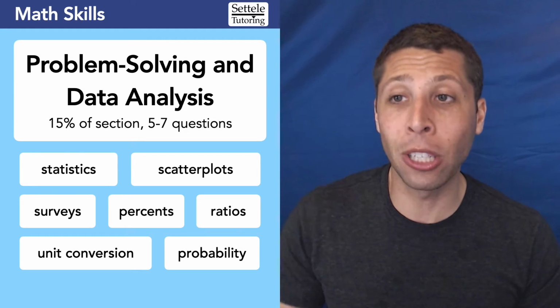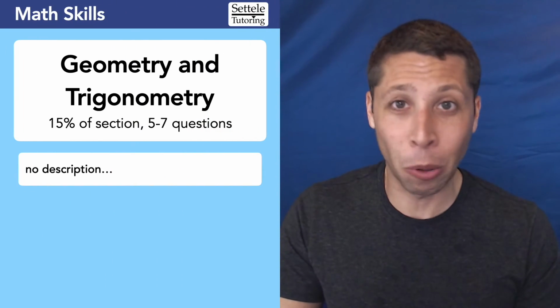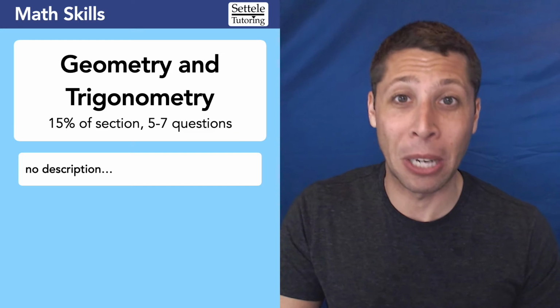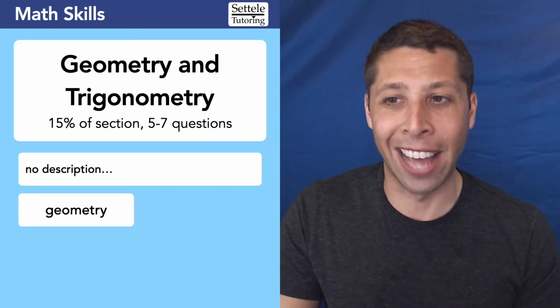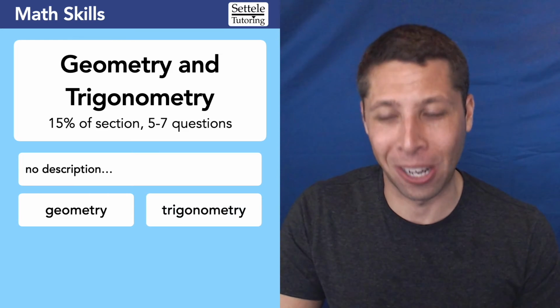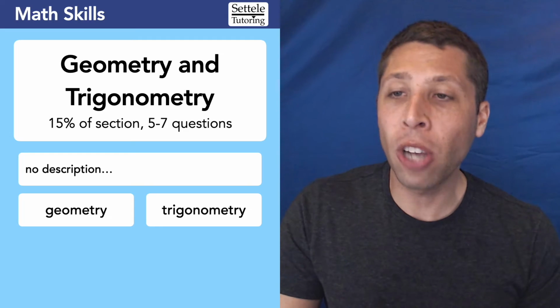But the last category, geometry and trigonometry, well, it doesn't have a description. The College Board literally did not provide one on their website, but that's because it kind of describes itself. This category consists of geometry and trigonometry, mostly geometry. So not really a lot of nuance to this. That's pretty straightforward.